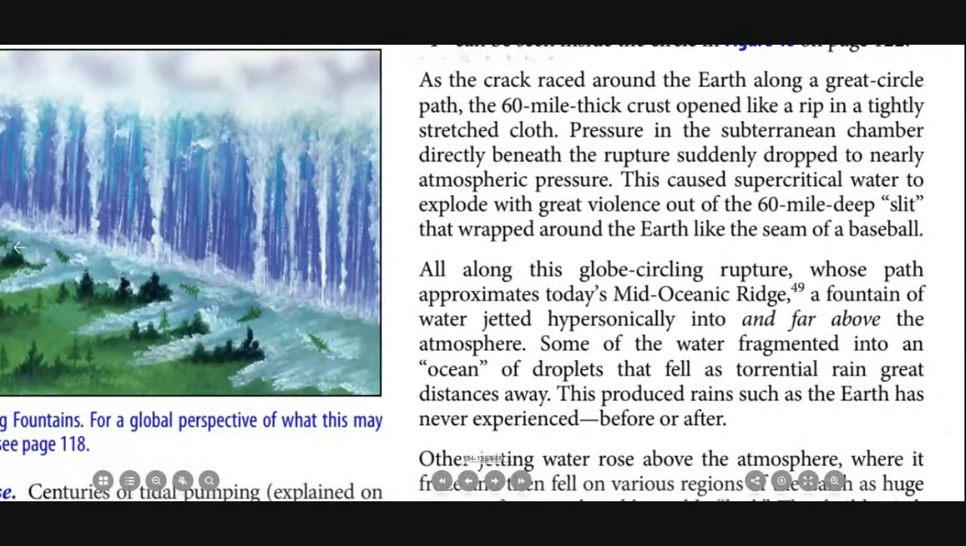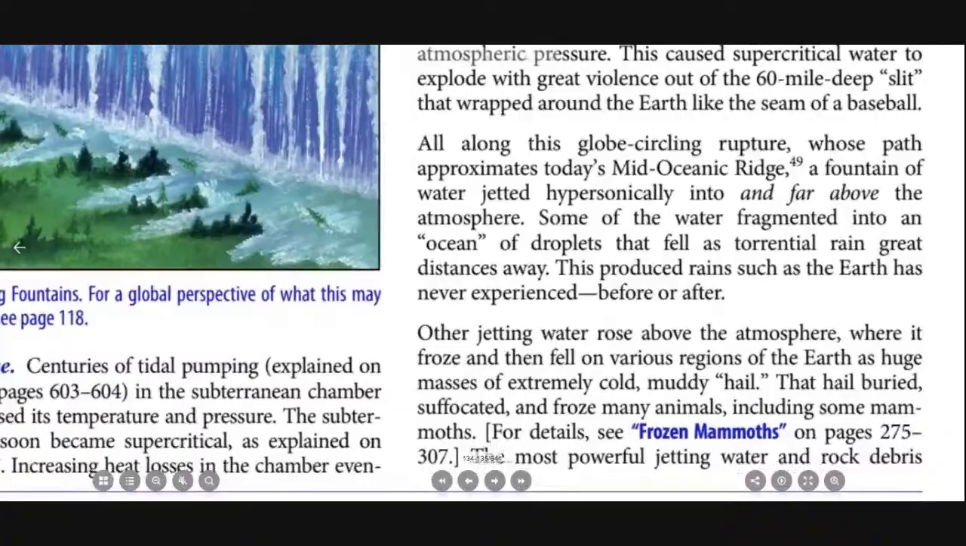As the crack raced around the Earth along a great circle path, the 60-mile thick crust opened like a rip in a tightly stretched cloth. Pressure in the subterranean chamber directly beneath the rupture suddenly dropped to nearly atmospheric pressure. This caused supercritical water to explode with great violence out of the 60-mile deep slit that wrapped around the Earth like the seam of a baseball.